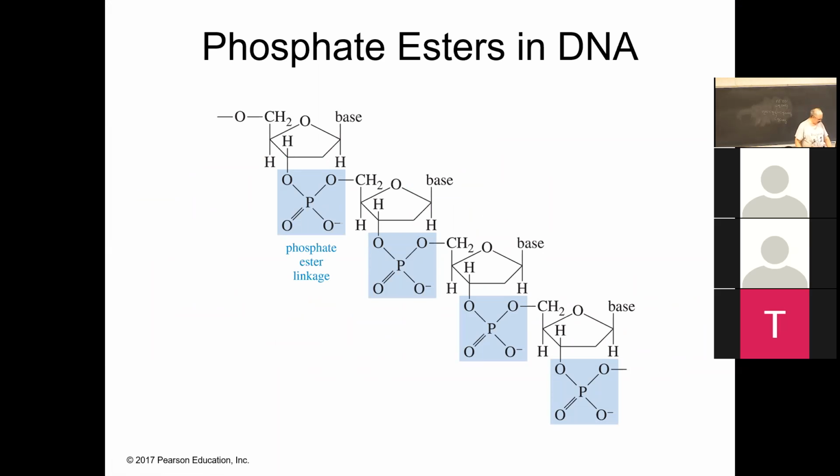In DNA, we have what's called a phosphodiester linkage. The structure of DNA consists of three main parts. There's the base, there's the deoxyribose sugar, and then there's the phosphate group. Each deoxyribose is connected to a base, and each deoxyribose is connected to another deoxyribose by this phosphodiester linkage.